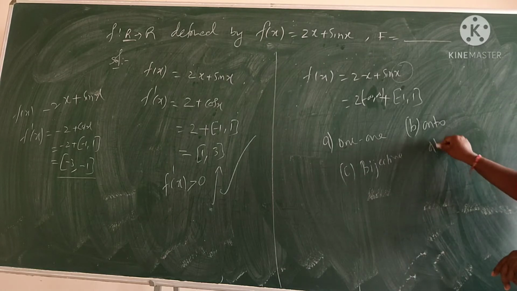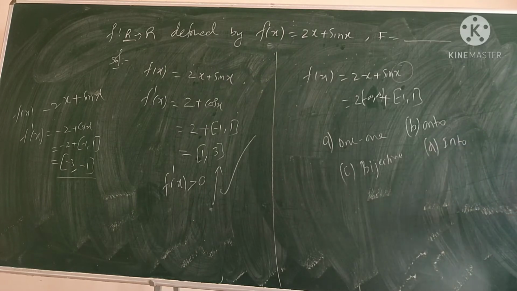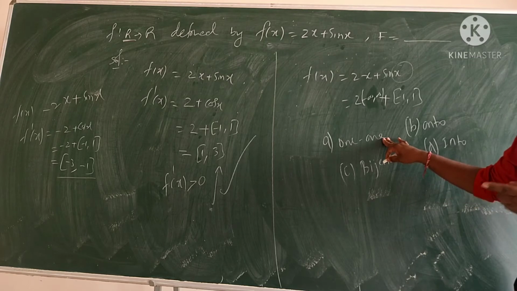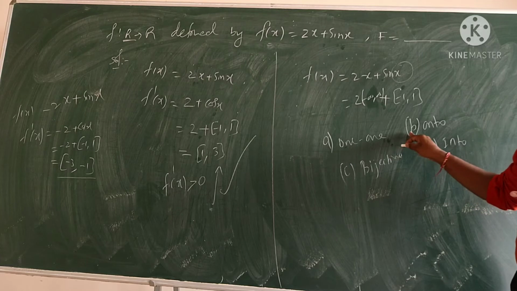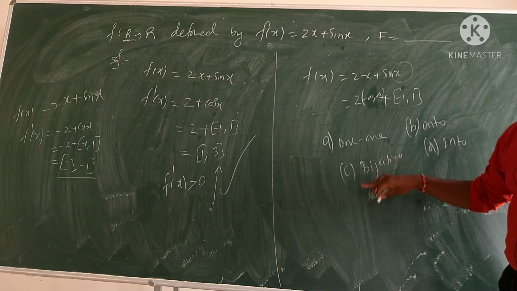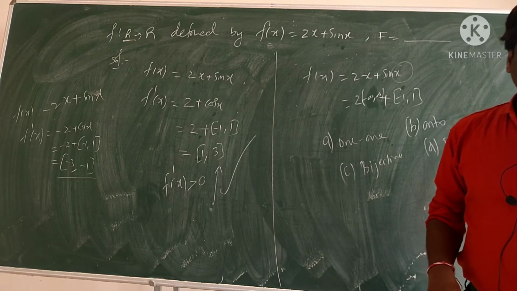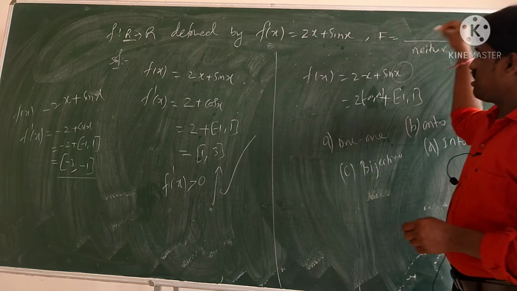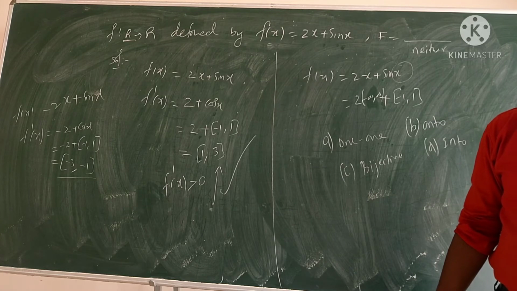Then D is what here? Into. They may ask like this. See, options will be like that. 1-1, and they can ask like that. 1-1 also correct, no? They can say not a 1-1. Otherwise they will say neither. This is neither 1-1 nor onto. They can use like that.